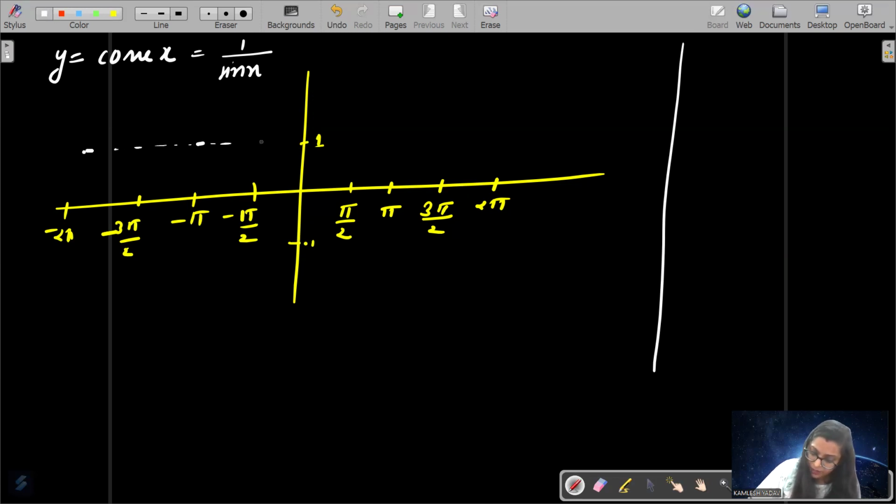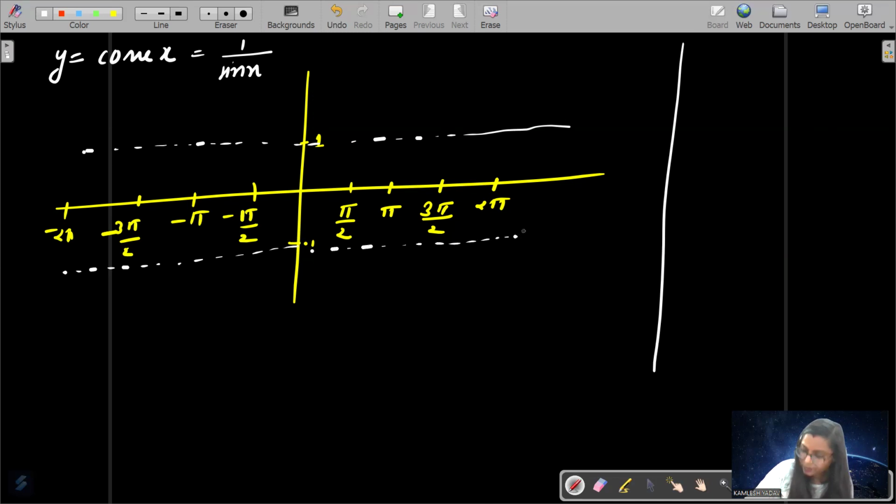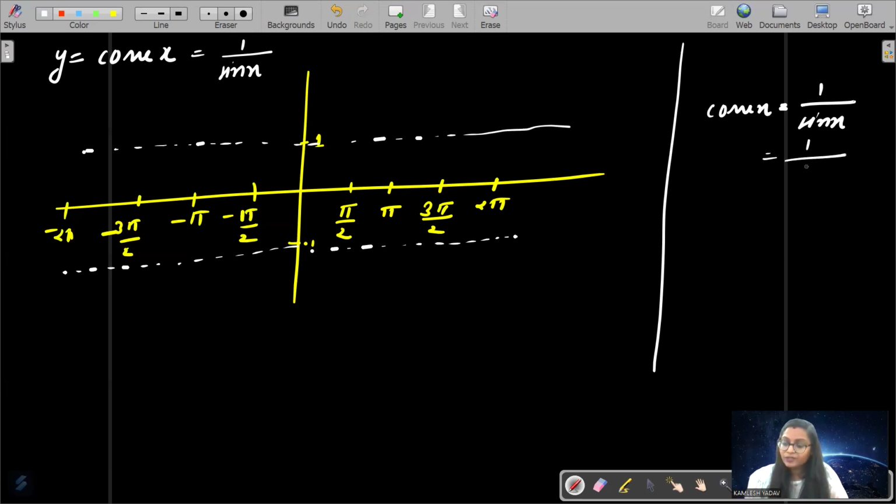We draw the strip lines for y equal to 1 and y equal to minus 1. Here our function is cosec x, which is also written as 1 upon sin x. At which points does it become undefined? Suppose you put x equal to pi, then sin pi is 0, so 1 upon 0 is not defined. Now we have an idea about which points cosec x is not defined.